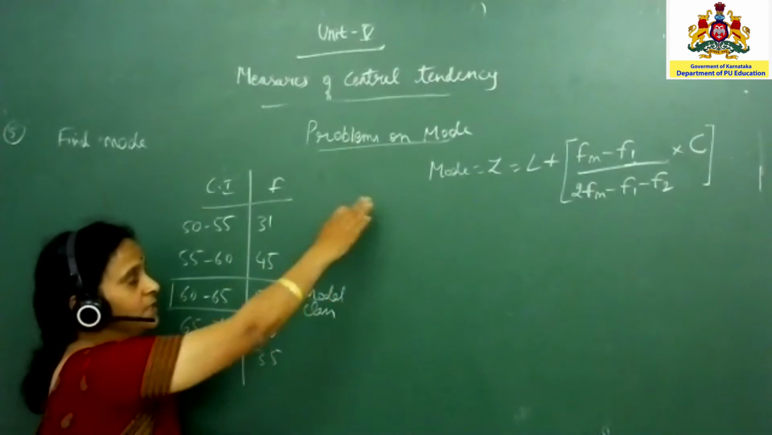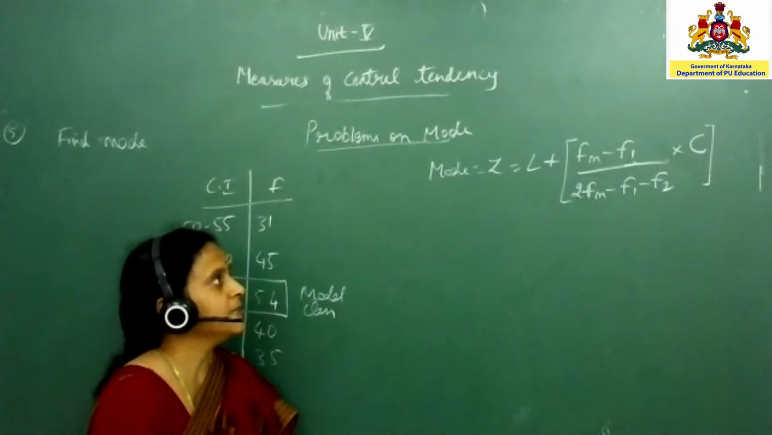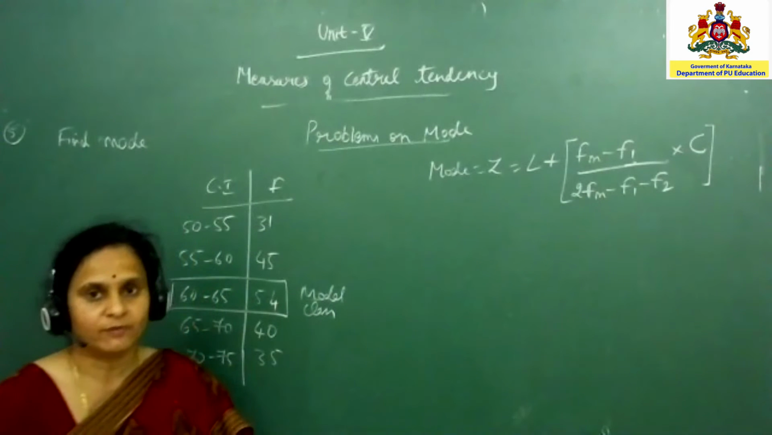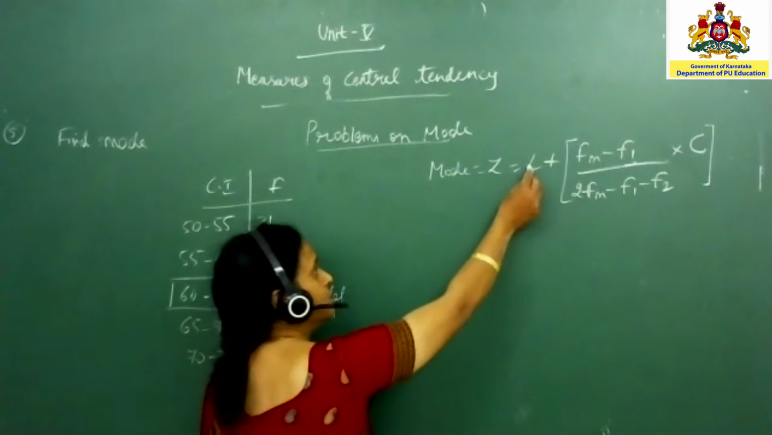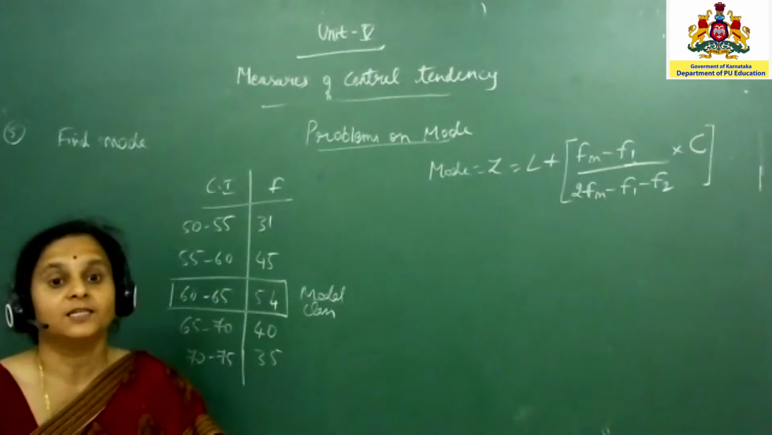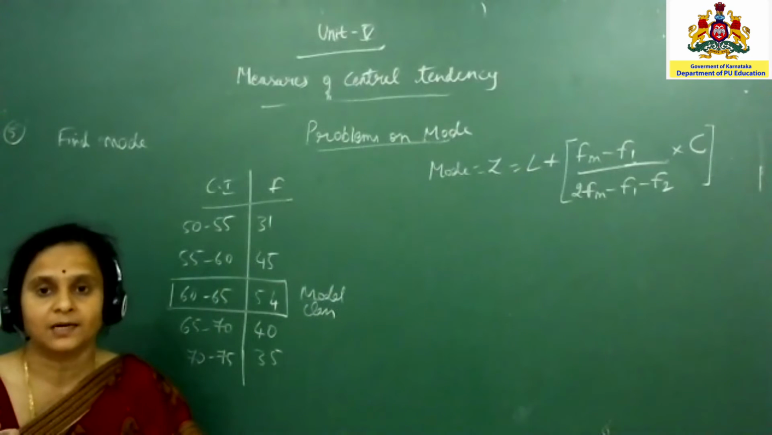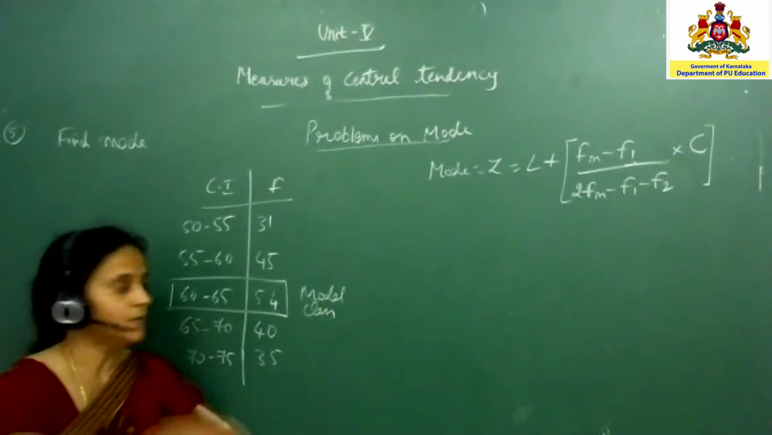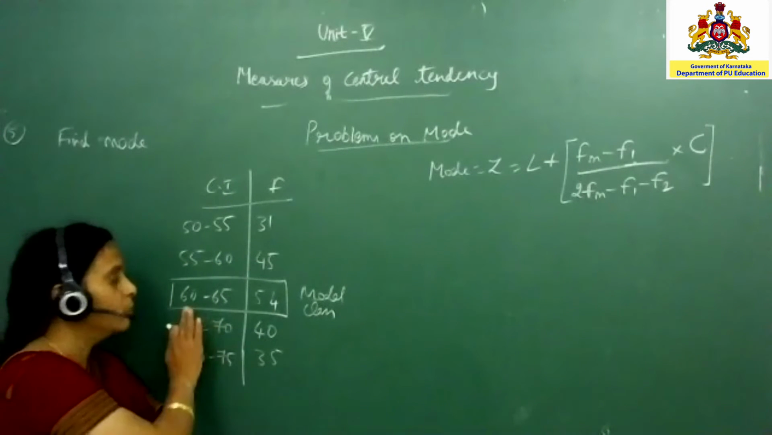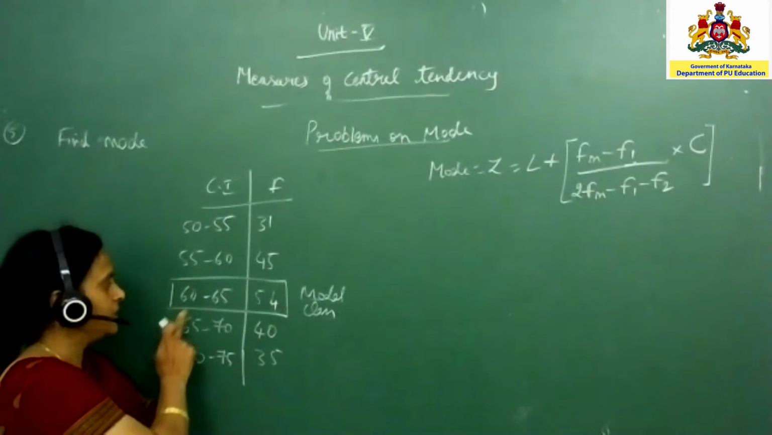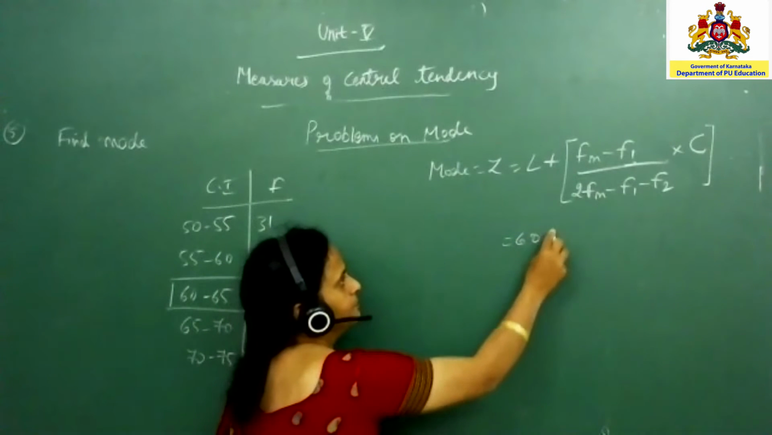Now I'll use this formula: mode equals Z, which is given by L plus (Fm minus F1) by (2Fm minus F1 minus F2) into C. Here L is the lower limit. In the previous session we discussed L as the lower limit of the median class, when we dealt with the median. Right now we are dealing with the mode, so L indicates the lower limit of the modal class. This is the modal class, and the lower limit is 60 here. So I substitute this 60 here.